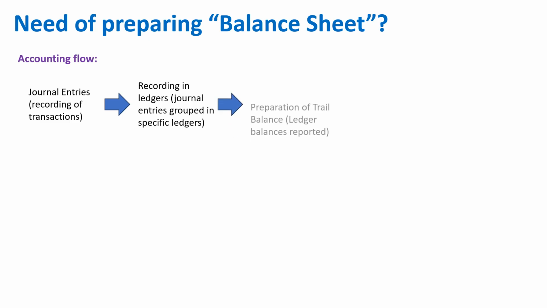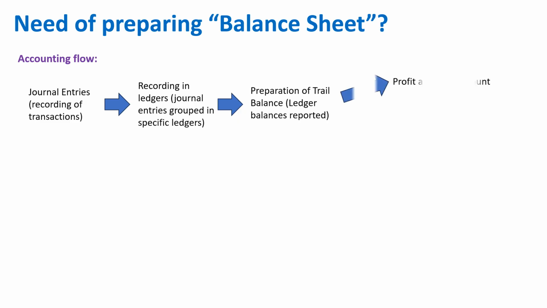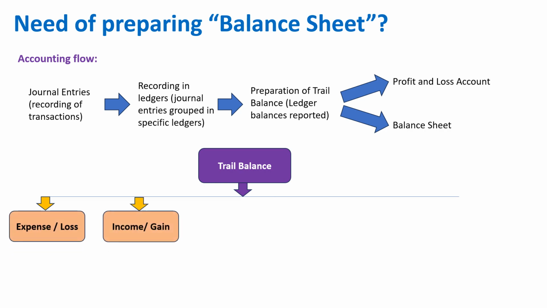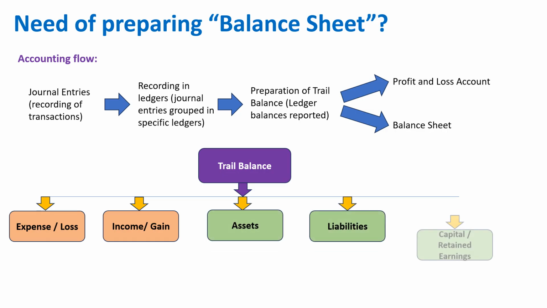Then from these ledgers, the trial balance is prepared, where all the ledgers will have its balances. And from the trial balance, the financial statement is prepared, which consists of profit and loss account and balance sheet. Now let's get into a little bit more detail. When you have the trial balance with the ledgers with the different balances, that can be classified into different buckets. The first one is expenses, second is income and gain, third is assets, fourth is liabilities, and fifth is capital or retained earning, which relates to the owner, right?